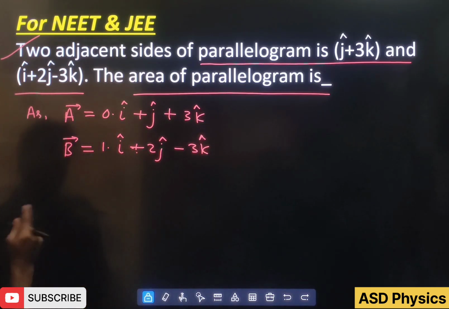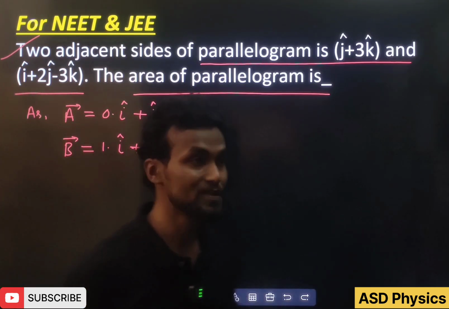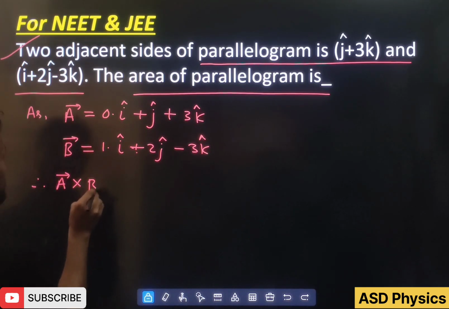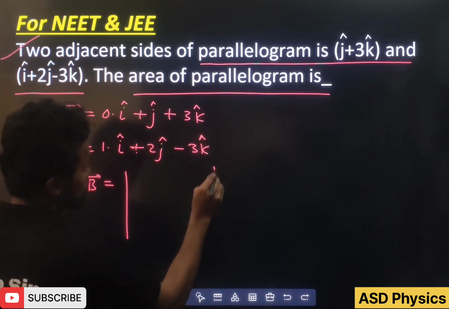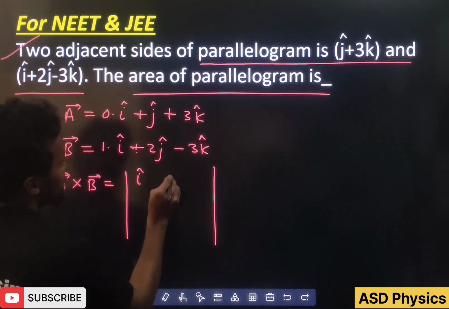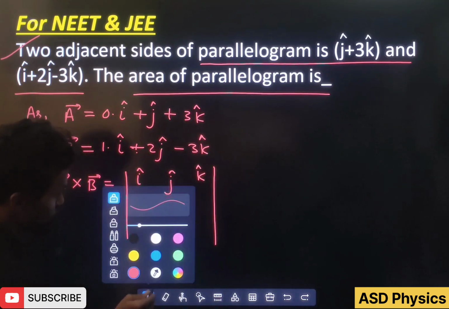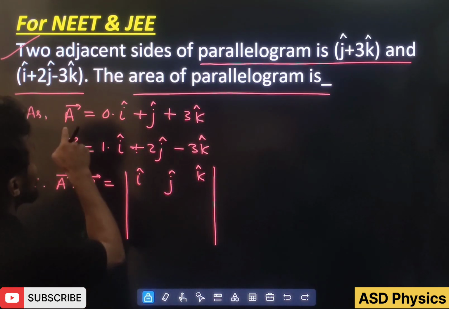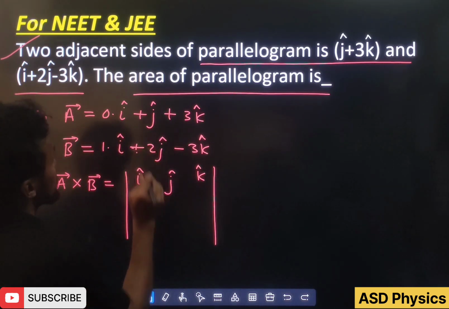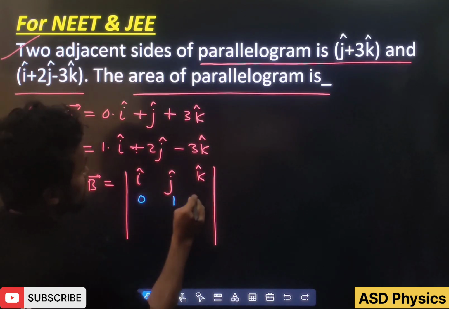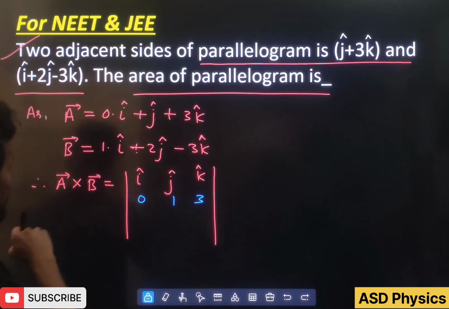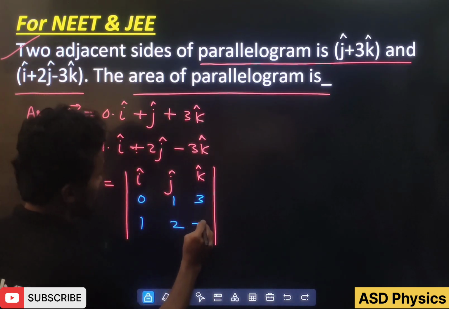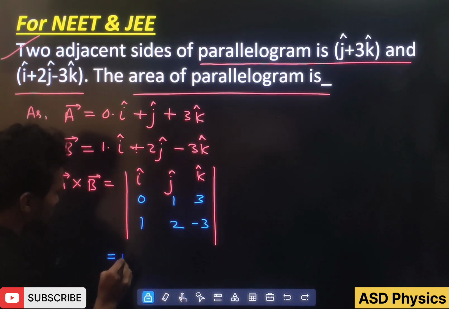Now students, the area of the parallelogram is mod of a cross b. So first we are going to calculate a cross b. What we have to do? Again, take i cap, j cap, k cap. Just for you, I am doing it. Now the coefficients of a: 0, then j cap means 1 and k cap means 3. For vector b: 1, 2, minus 3.